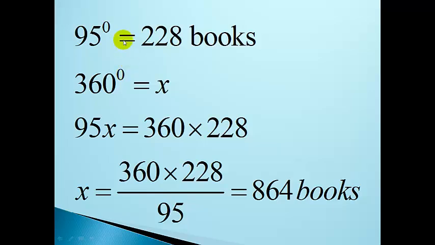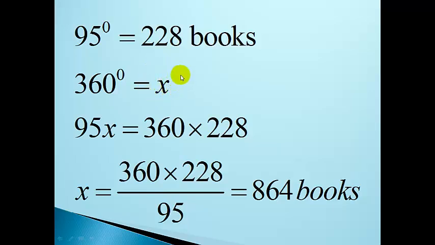Let me go over this again. When you look at the table, the angle of sector for mathematics is equal to 95 degrees. And from the question, we were told that the number of mathematics books borrowed is 228. And therefore, the angle of sector, 95 degrees for mathematics, is equivalent to the number of mathematics books borrowed. So 95 degrees is equal to 228 books. That means that 360 degrees is equal to x, where x represents the total number of books borrowed.